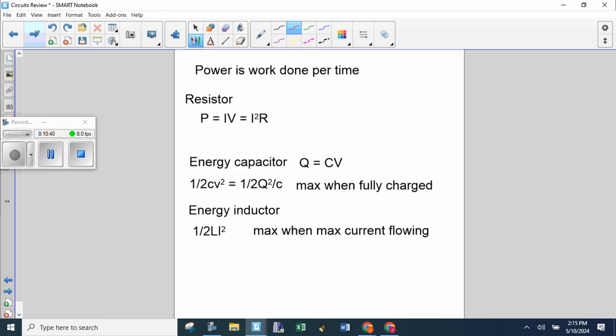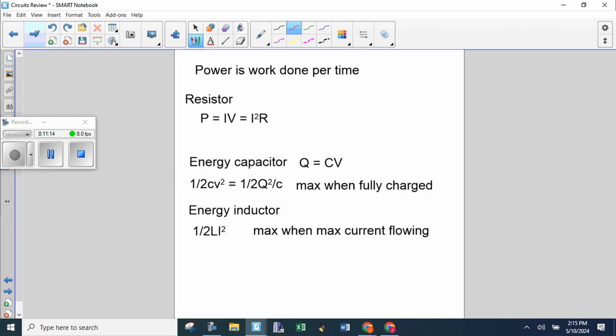Energy of an inductor, 1/2 Li squared. So inductors have energy when the current is high. When the current is high, their magnetic field is greatest. Capacitors have max energy when the voltage is high, right? When the voltage is high, it has the greatest electric field. So a capacitor stores energy in the electric field. An inductor stores energy in the magnetic field. And that magnetic field is going to be greatest when the current is highest.